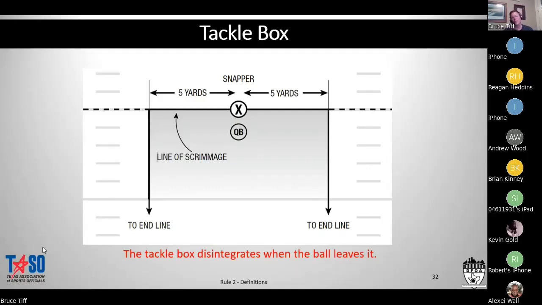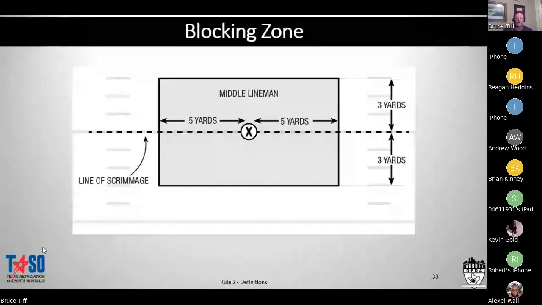There is another definition. It's called the blocking zone. And I think the good news here really is there are very, very few rules that really rely on understanding the blocking zone, but we still do need to know it. This used to be a lot more in play when it came to blocking below the waist, legality or not. But there are still 1 or 2 rules that do apply to the blocking zone.